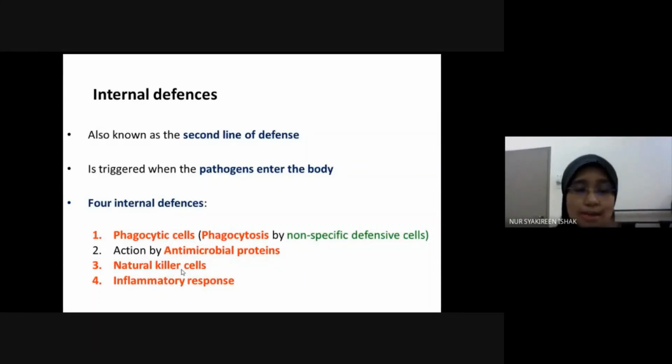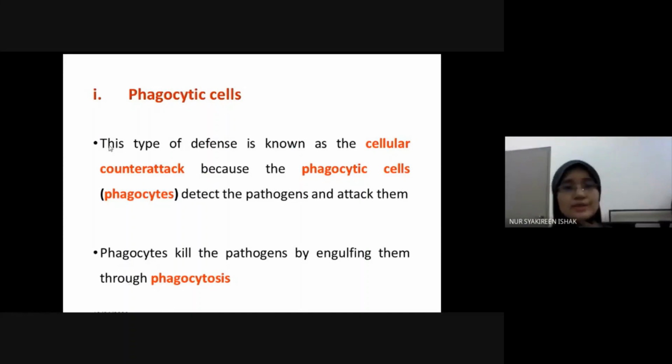So the NK cells will destroy infected body cells. Body cells that are infected by pathogen. And then the last one is inflammatory response. So the mechanism we are going to look at later lah. Okay, so the first one, phagocytic cells.